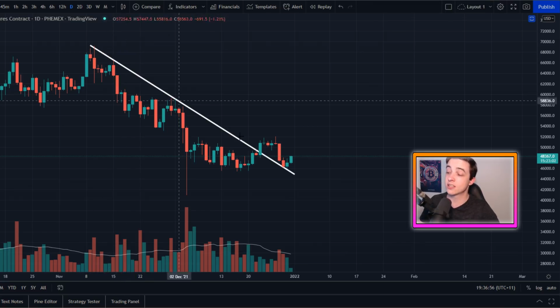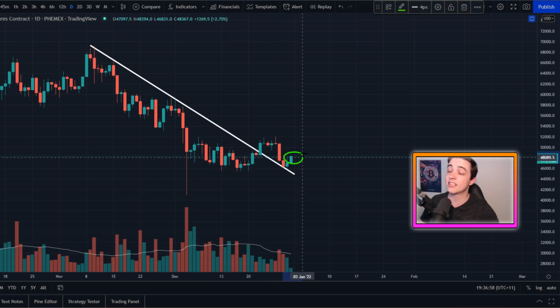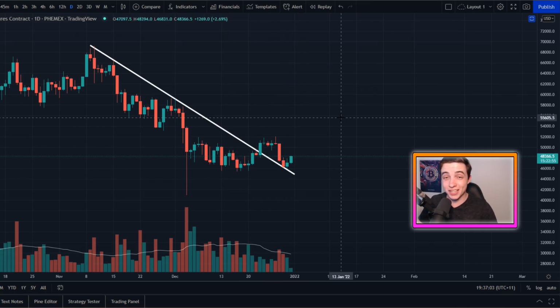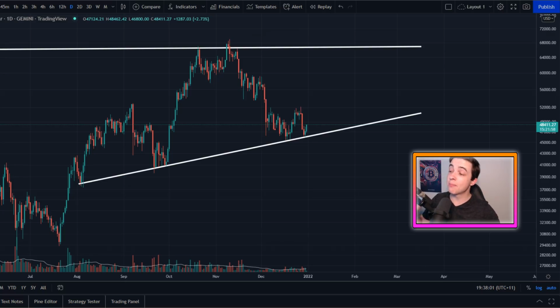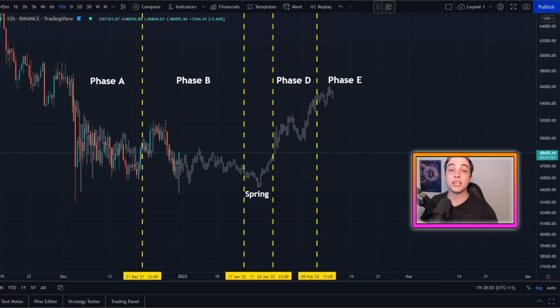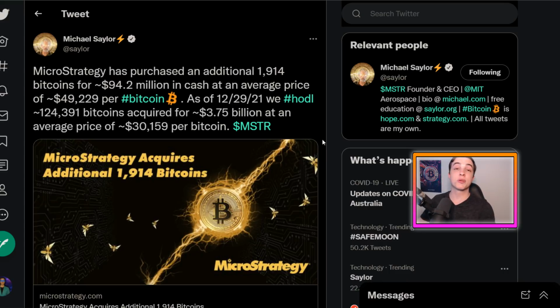But keep in mind, this is on the daily time frame. Each one of these candles is an entire day, so don't expect the all-time high to come into play overnight. It's definitely going to take some time. And just before we jump into some other important Bitcoin charts, we have some huge Bitcoin news today, which was, of course, Michael Saylor buying more Bitcoin.